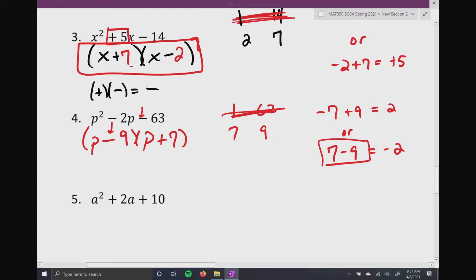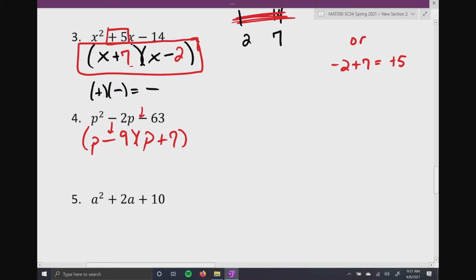Okay? Now to check yourself, I'm going to erase. To check yourself, all you have to do is distribute. P squared plus 7p minus 9p minus 63 gives us p squared minus 2p minus 63.